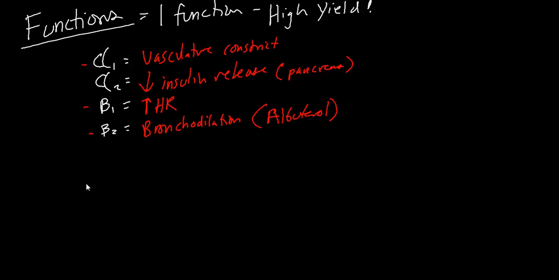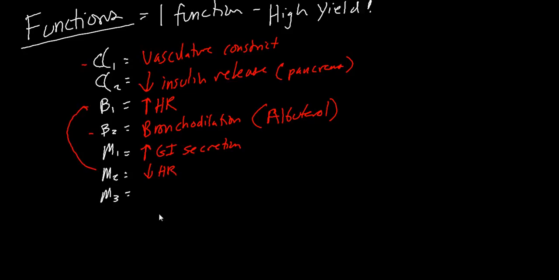Okay, so we'll continue on. We've got M1, M2, M3. Remember, you want to kick yourself, Q-I-Q, if you're in medical school. Okay, so M1 is pretty much going to increase GI secretion. M2, you're going to think decrease heart rate. It'll be the opposite of beta 1. So I'm just going to draw a little line there. And then also for M3, remember a lot of functions, however, we're going to think parasympathetic. Just think parasympathetic picture.